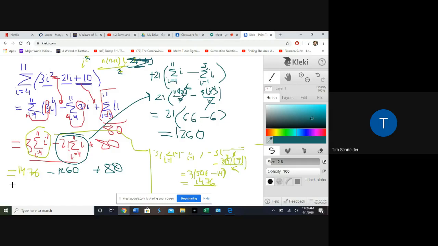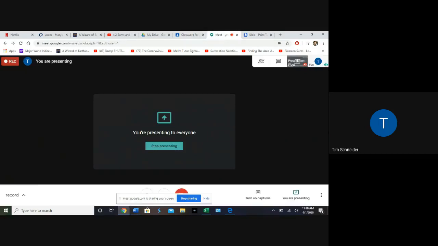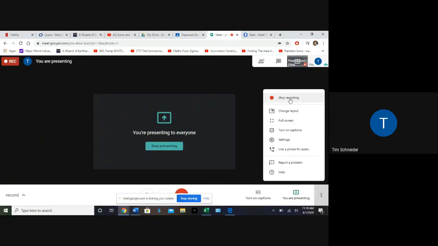Okay, so then what we get is we have to actually subtract these things. 1476 minus 1260 plus 80. I could have kept it minus 80. It's fine. And the final answer is 276. Now that seems like a small number for all that work, but you really wouldn't have wanted to do all these. I don't think. This is just good practice, though, for all the different rules that we've learned. So there's that example. Let's go on to another one.